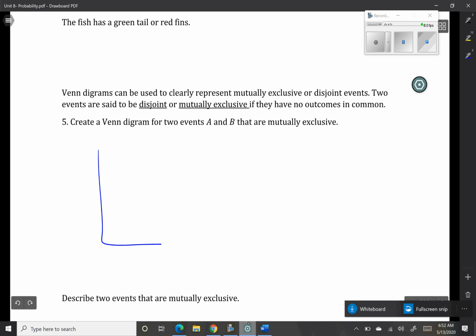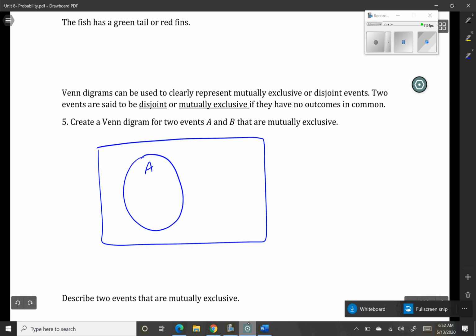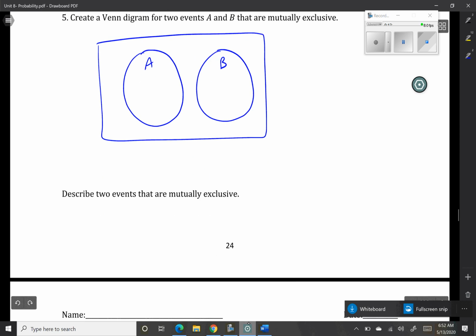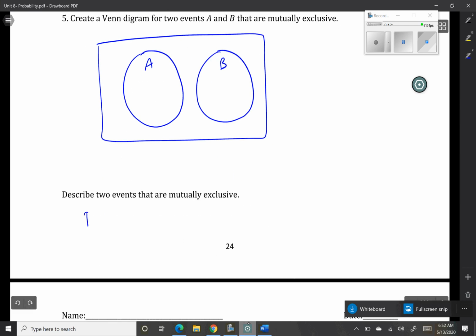So what would it be for two events to be mutually exclusive? We would have two circles to represent our probabilities, but notice they have no overlap. So describe two events that are mutually exclusive: the probability of a male and the probability of being pregnant. There's other examples, but that's, I think, the easiest one to explain.